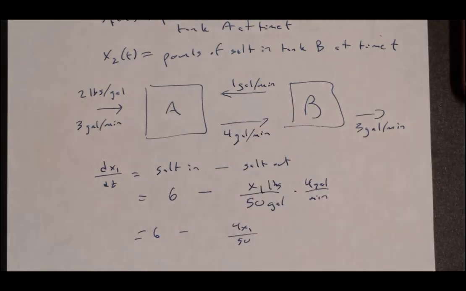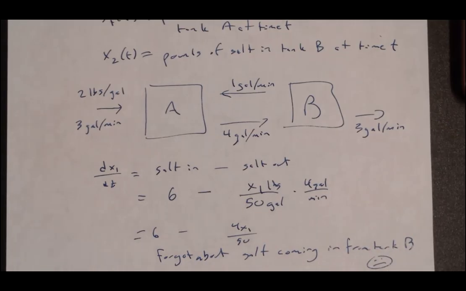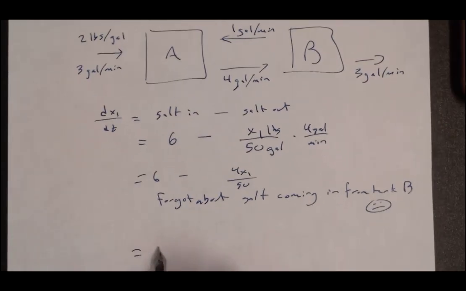There's still more salt coming back into tank A. It's coming in from whatever's in tank B, right? And since I know salt is eventually going to reach tank B, some of that's going to get pushed back to A. So I need to add more salt back here. So I need to change this. And I need to say this is 6 plus something minus 4x1 over 50.